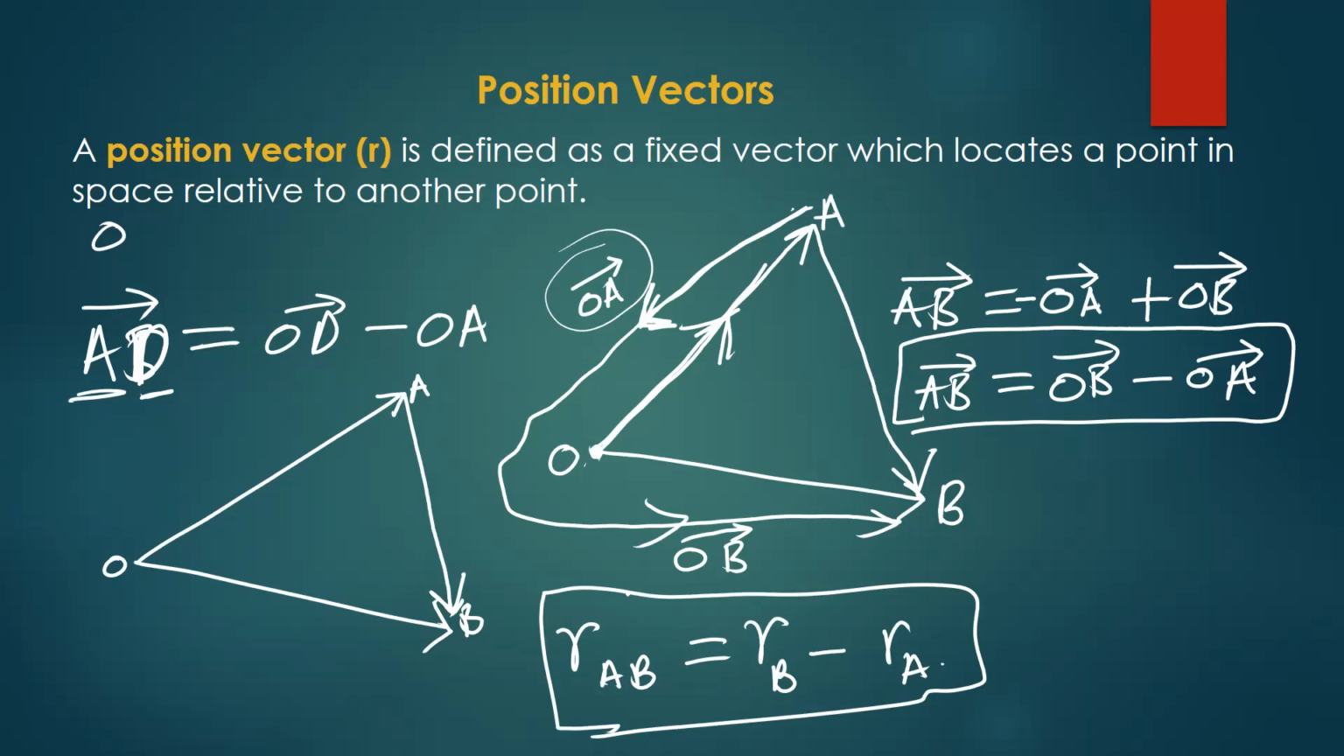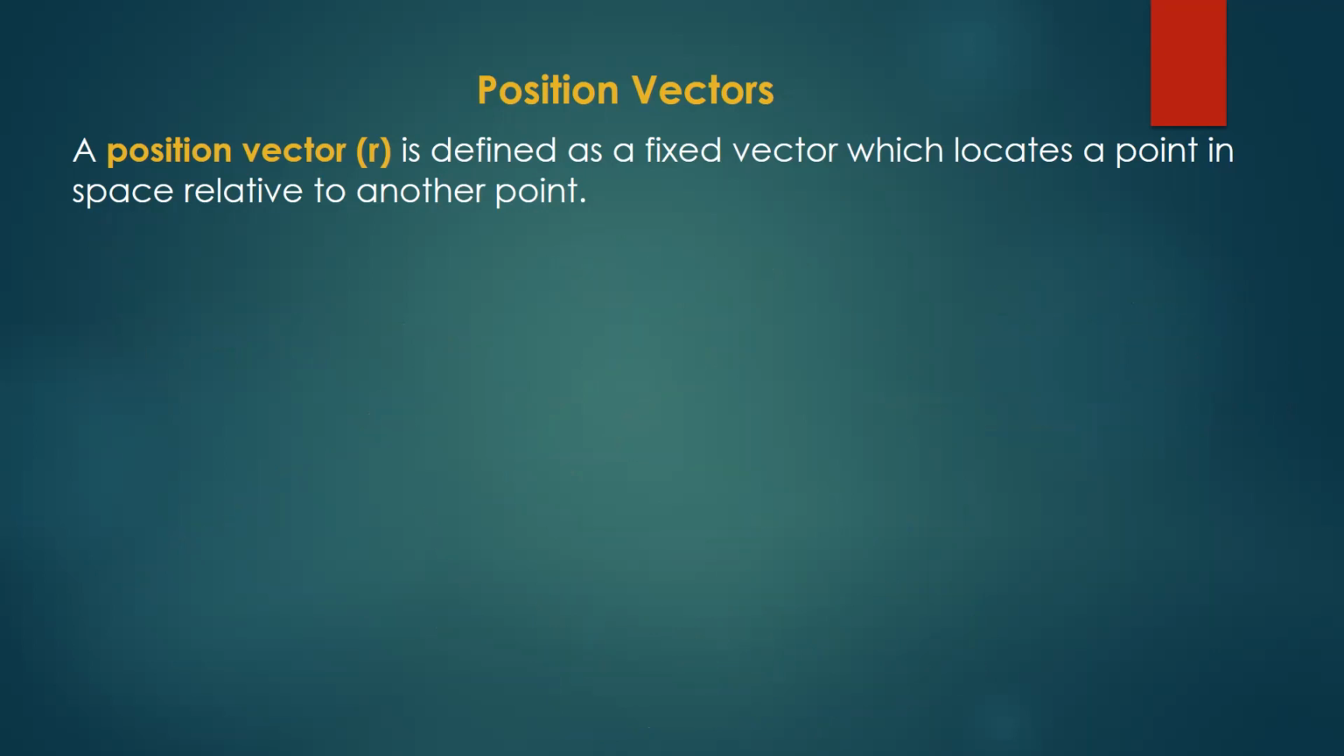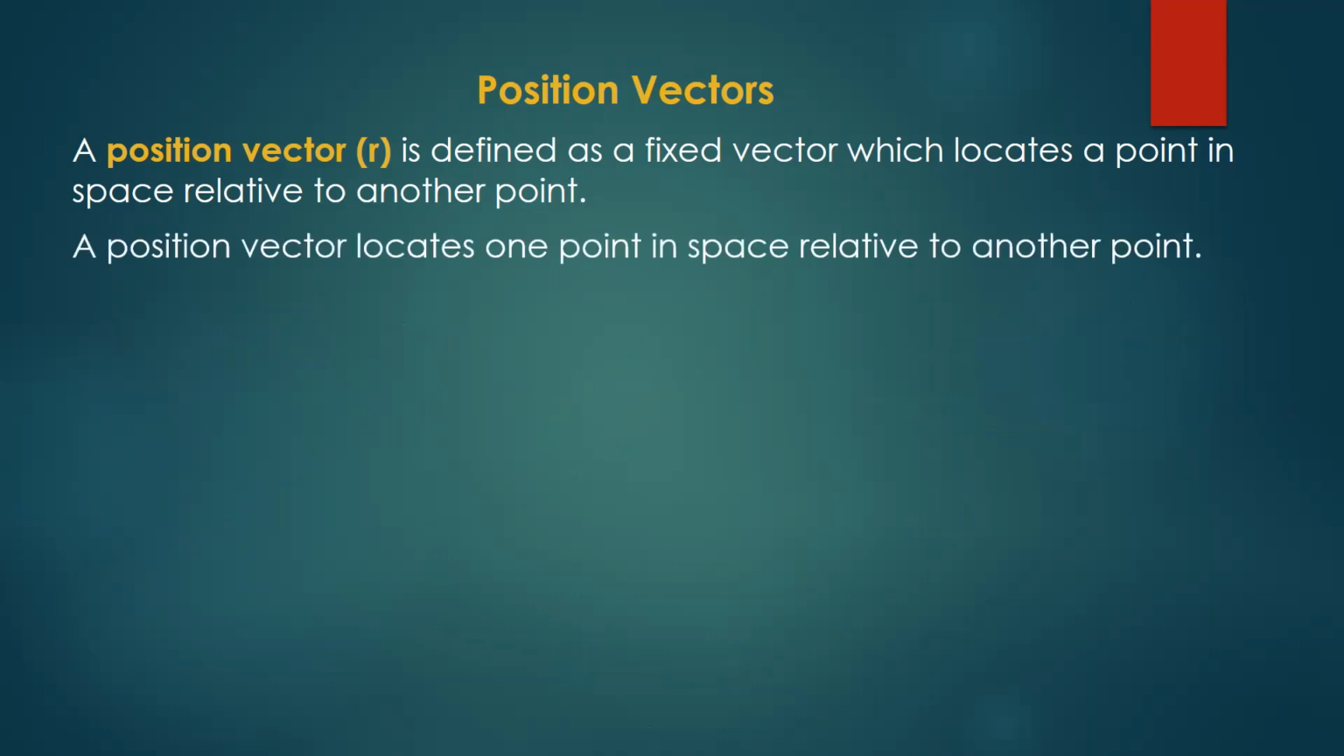Okay, so let's quickly move on. This is what I was just talking about. Let me just read through the notes. A position vector R is defined as a fixed vector which locates a point in the space relative to another point. So a position vector R is simply just a fixed vector.